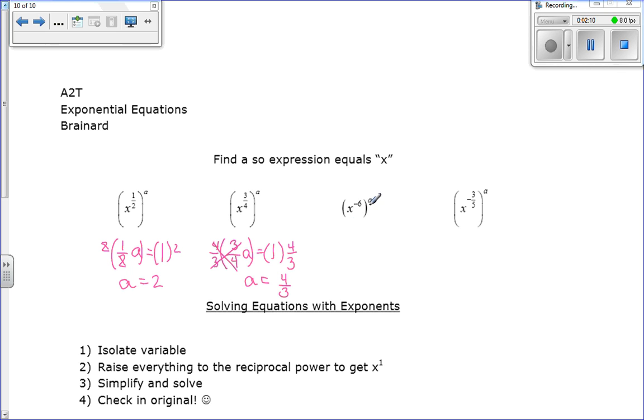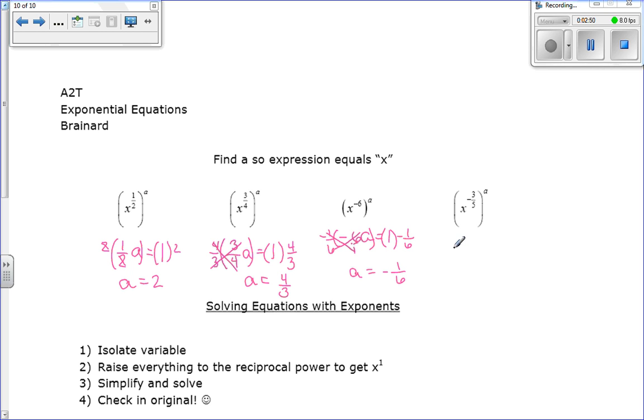Same idea. What do I need to multiply -6 by to get a 1? So -6a equals 1. In this case, we'd multiply by -1/6. As you can see, I'm simply multiplying by the reciprocal. And so I have a equals -1/6.